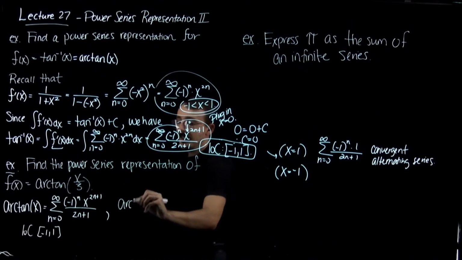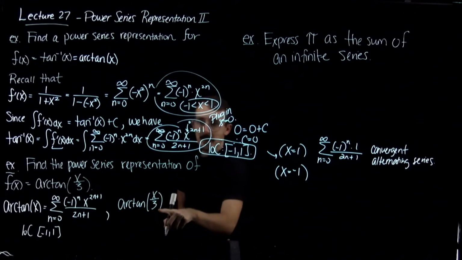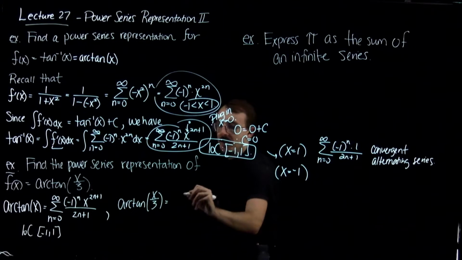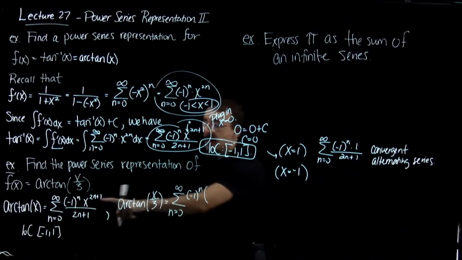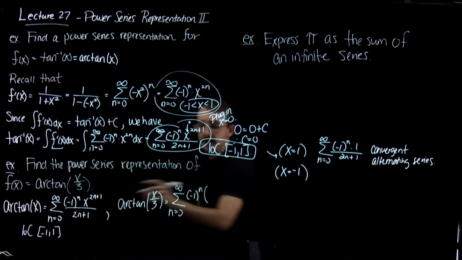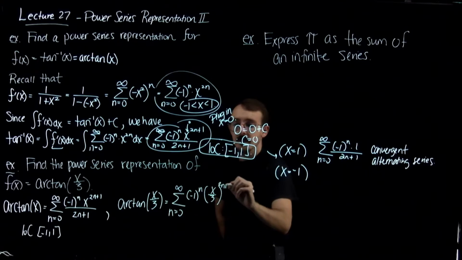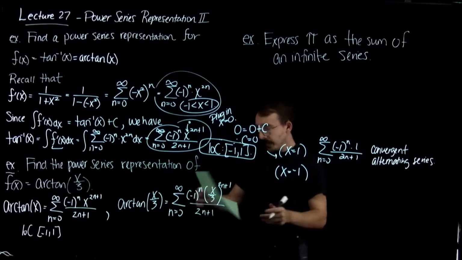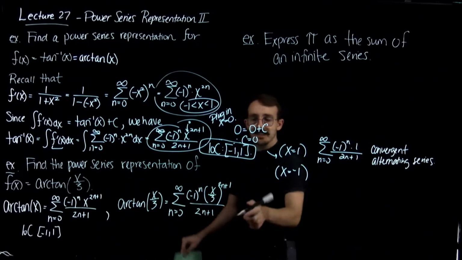So to get this series for arctan of x over 3, all I do is plug in x over 3 for x here. I just replace it. So this is the summation n equals 0 to infinity of -1 to the n, and here's my x, I'm going to replace it with x over 3 to the 2n plus 1, over 2n plus 1. And then this would be my series. I guess I could just leave it like this.